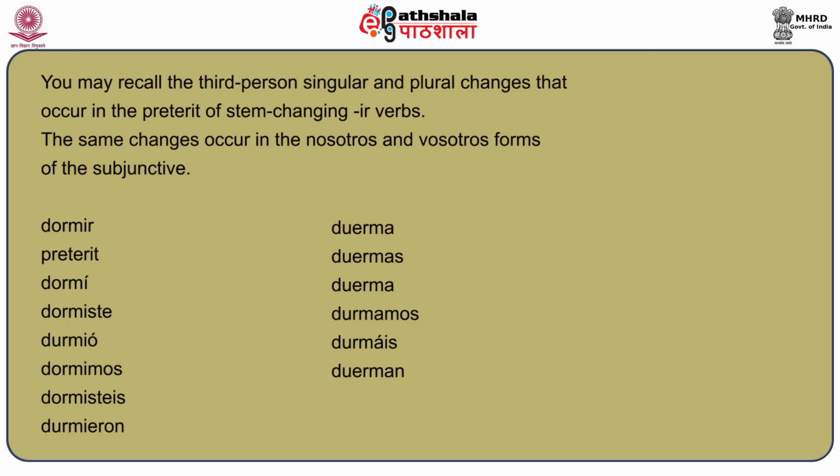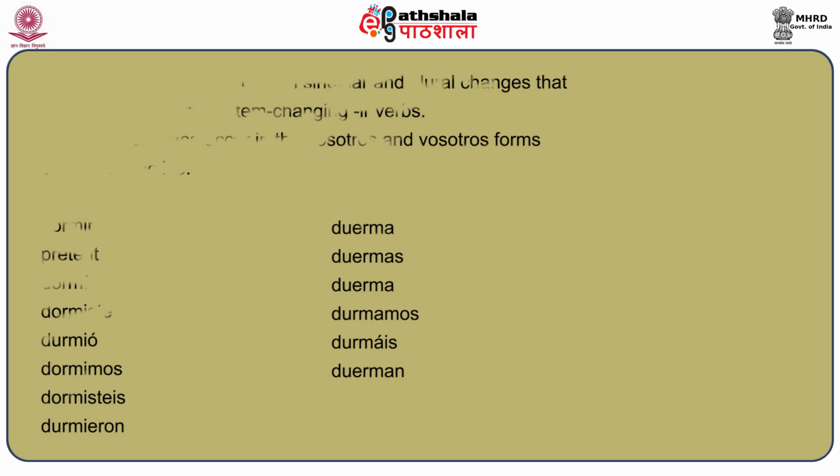You may recall the third person singular and plural changes that occur in the preterite of stem changing IR verbs. For example, the verb dormir, when conjugated in preterite, becomes dormí, dormiste, durmió, dormimos, dormisteis, durmieron. The same changes occur in the nosotros and vosotros forms of the subjunctive, and the conjugations are duerma, duermas, duerma, durmamos, durmáis, duerman.